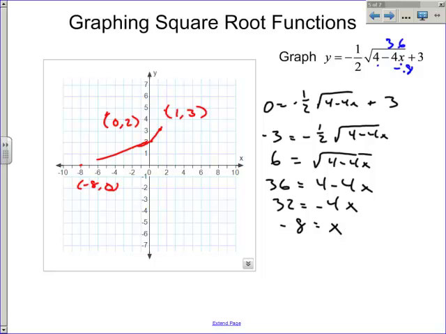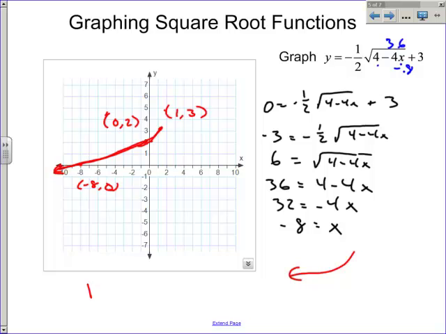So somehow I've got to bend this thing down to go through the point negative 8, 0 also. Probably not the prettiest graph I've drawn, but if I make it big enough, maybe it'll look like a pretty good graph. Notice the shape of the graph goes down like this, begins at 1, 3, goes through the point 0, 2, and goes through the point negative 8, 0.